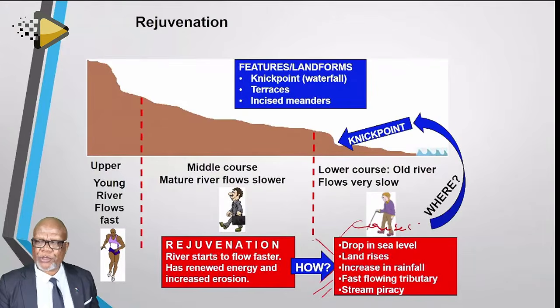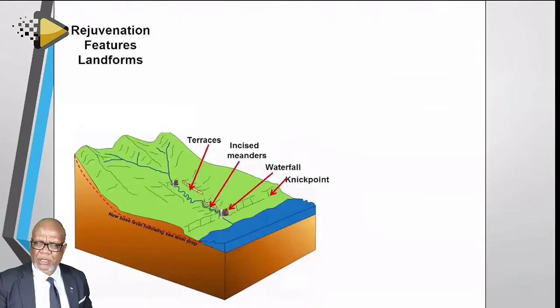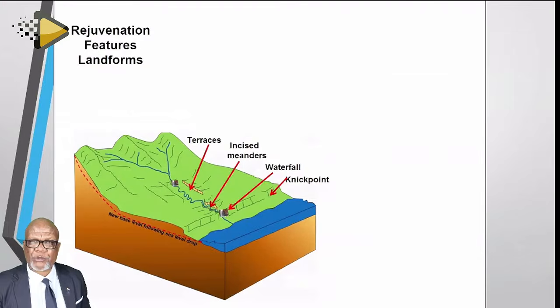In river rejuvenation, it is important for you to know the features. How do you tell that river rejuvenation has taken place? Number one, river rejuvenation takes place at a neck point. So you must be able to define a neck point: it is where there is a sudden change in the gradient of the river. So your neck point can be a waterfall. It can be a dam wall.